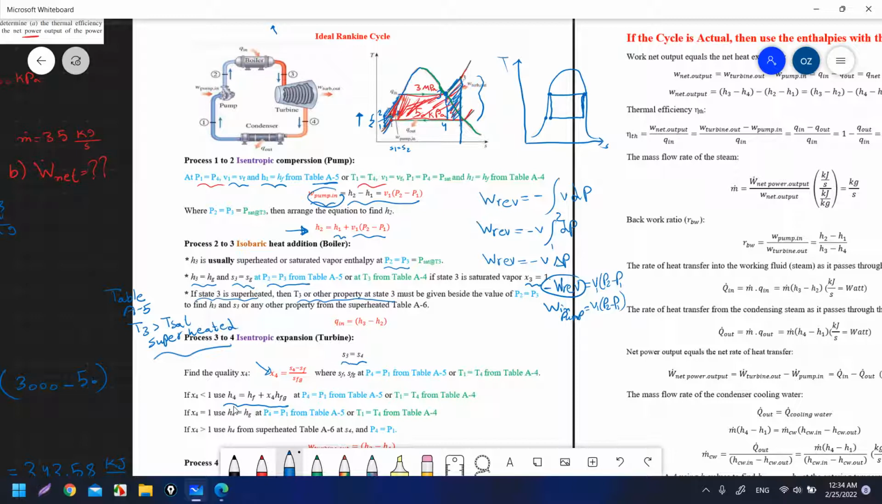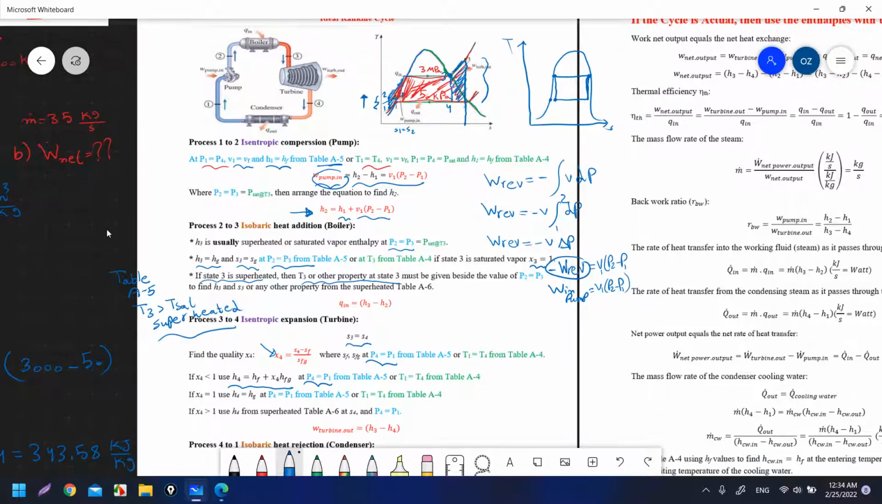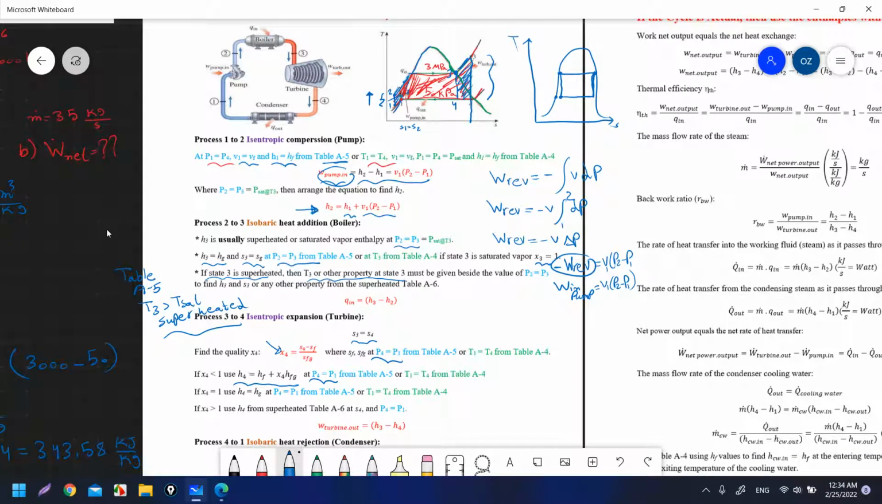Of course, at which pressure? At P4 equal to P1, because you are calculating for state 4, so we will use pressure 4. And if the quality is equal to 1, which rarely happens because usually the calculation will not give you 1, then H4 is equal to Hg.